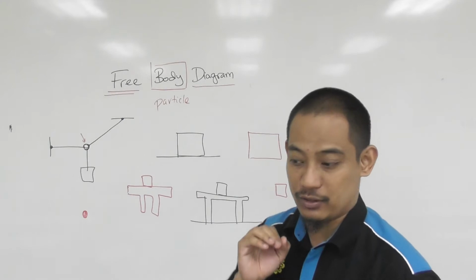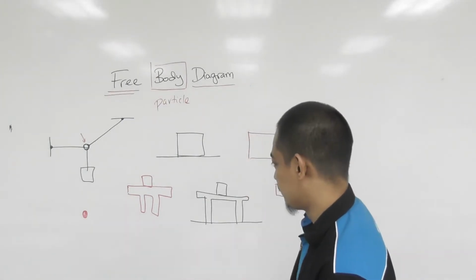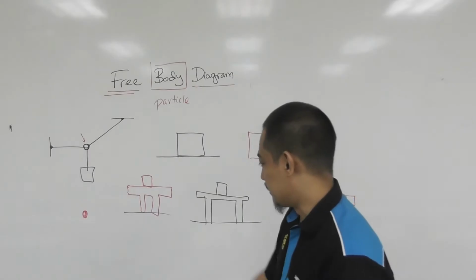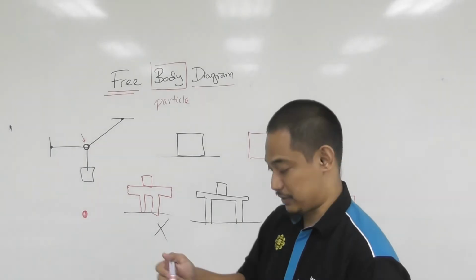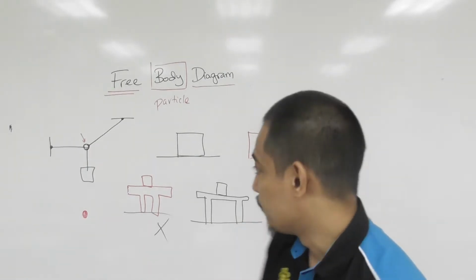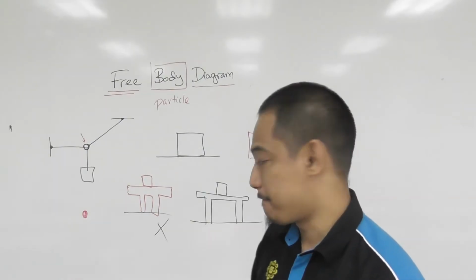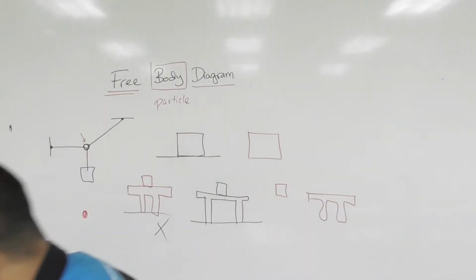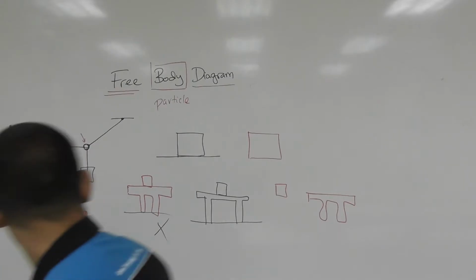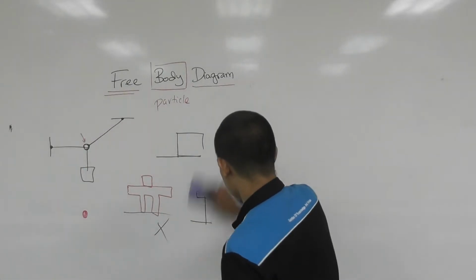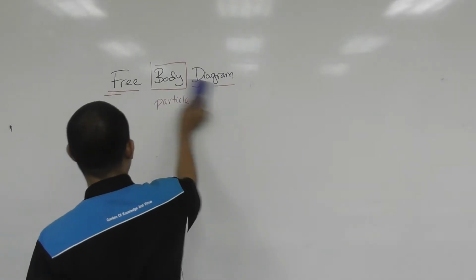Make sure you understand that, because when you still draw the floor, for example, then this is not a free body diagram, and you will lose your mark for the free body diagram. So that is the importance of knowing what a free body diagram is and drawing it properly. So make sure you understand that. Alright, so that's what it is.